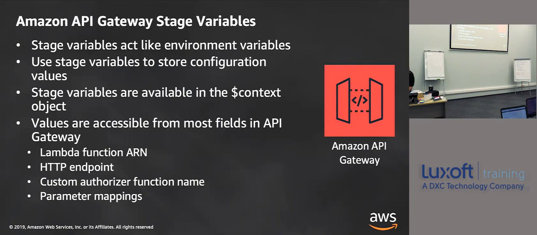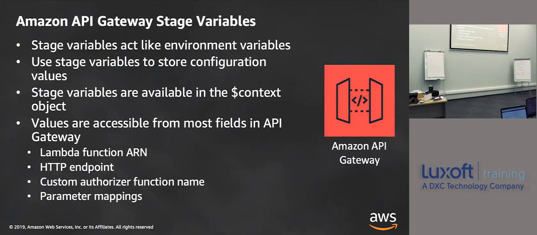Okay, so API Gateway variables. These are things that most likely you won't use, but you might. Where they come in handy is if I'm hitting multiple endpoints behind a single API, I can pass different variables.